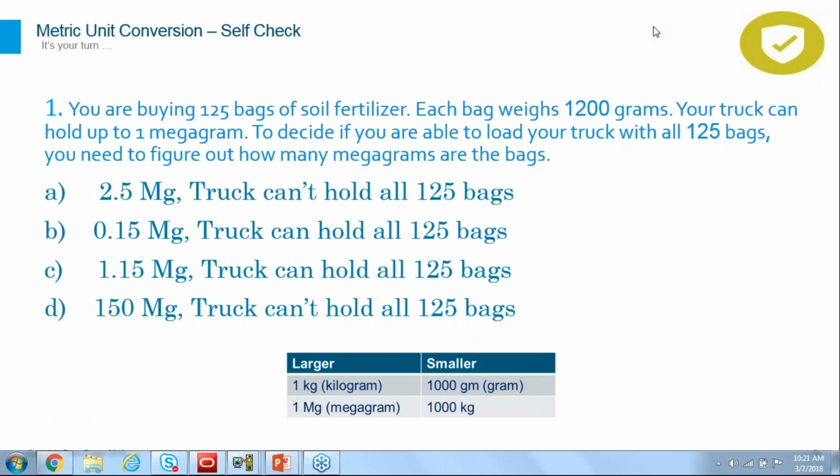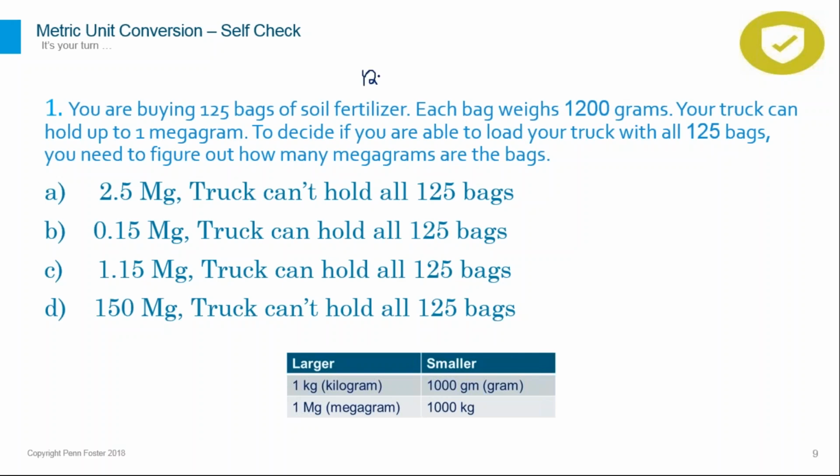The total number of grams our load is comes from multiplying the number of bags, 125, times the 1200 grams. If you multiply these two numbers, it will give you the total number of grams your load is, 150,000 grams, that you're trying to see if your truck will take or not. Now we're trying to change from grams to megagrams because the capacity for our truck is in megagrams. So I'm trying to change from grams to megagrams.